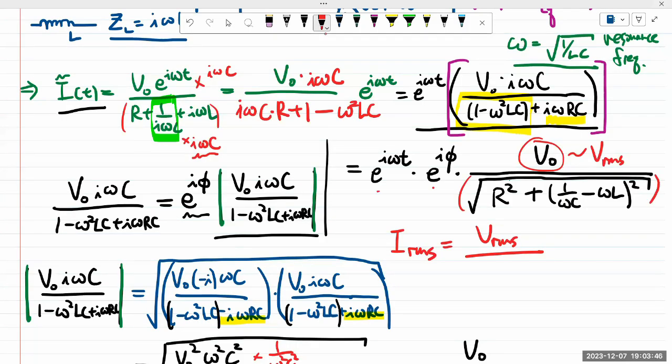All these other things, in computing something like a root mean square quantity, they will disappear. They will become 1. So this will be VRMS divided by the square root of R squared plus (1 over omega C minus omega L) squared.